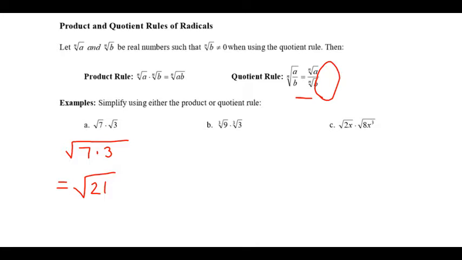Most of the time, if it's not a perfect square, they want you to leave it under the radical because that's considered your exact answer. Again, if you turn it into a decimal, it never ends and it never repeats in a pattern, so that's your approximate answer.